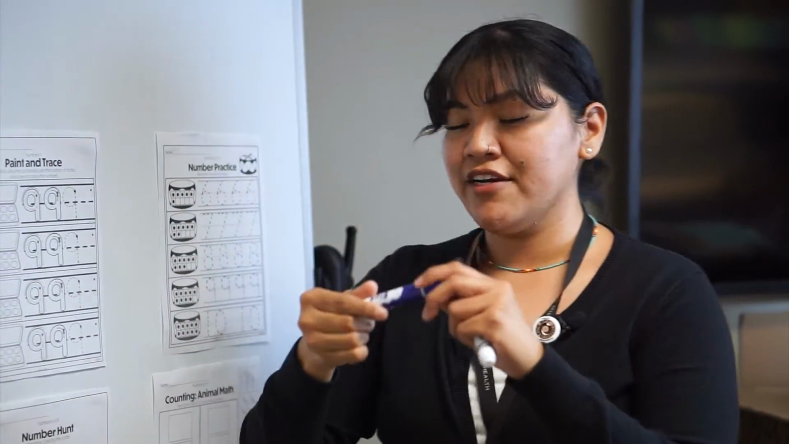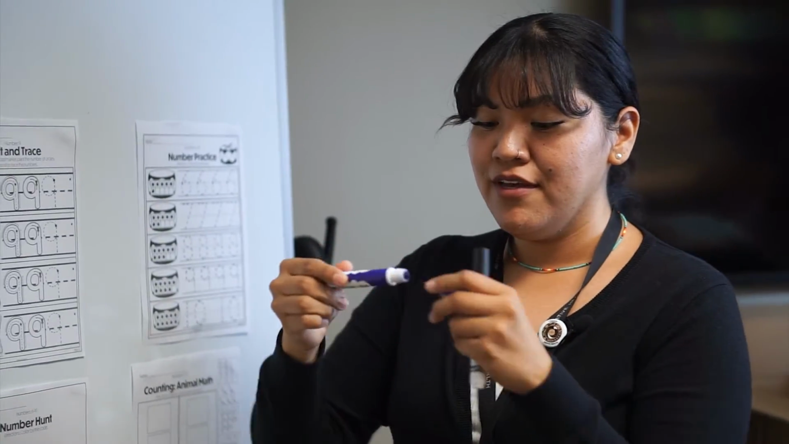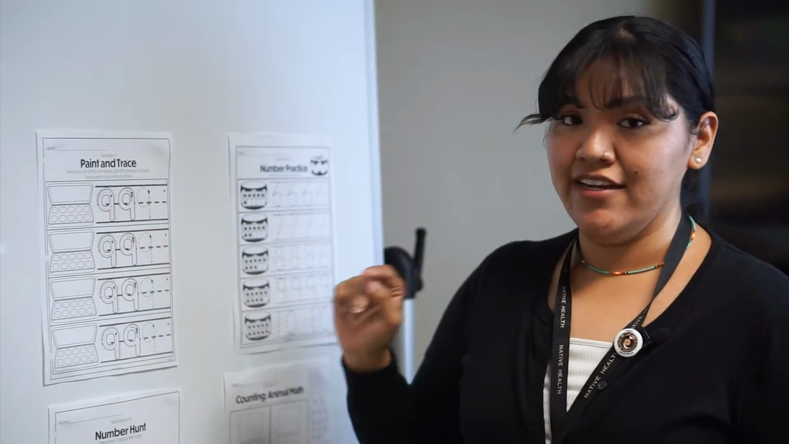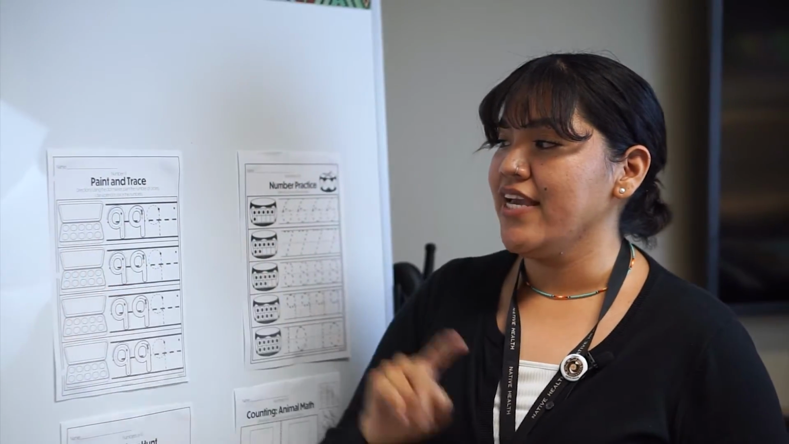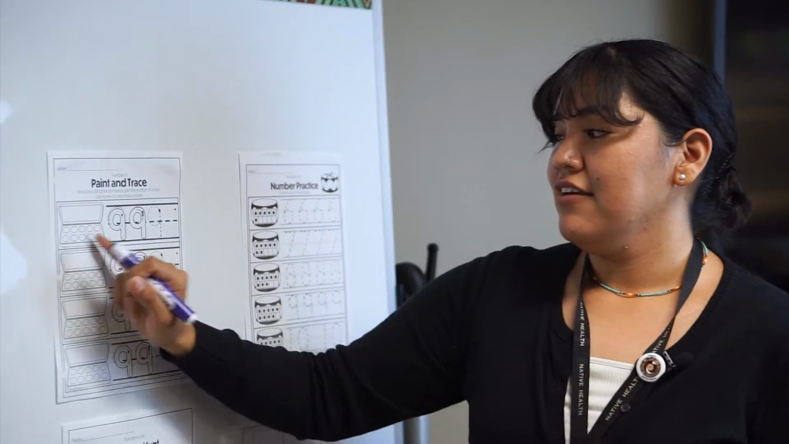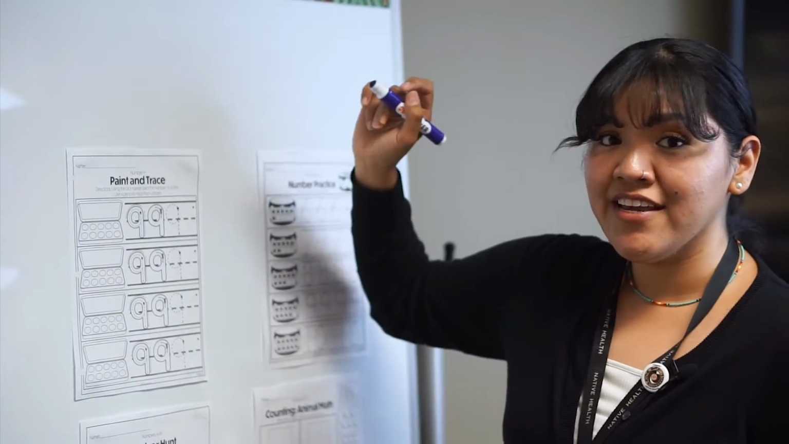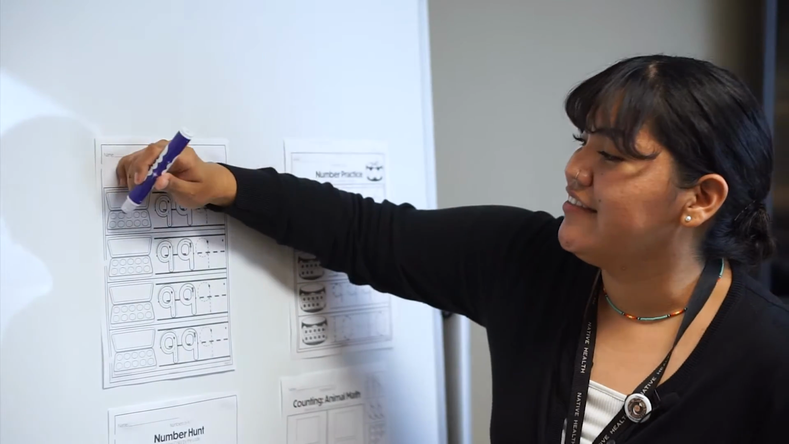Okay, so let's open up our dot marker. We've done this many times before, but today our number is 9. So we're going to be tracing 9. We're going to go over here and paint 9 dots. All right, everyone ready? All right, let's begin.